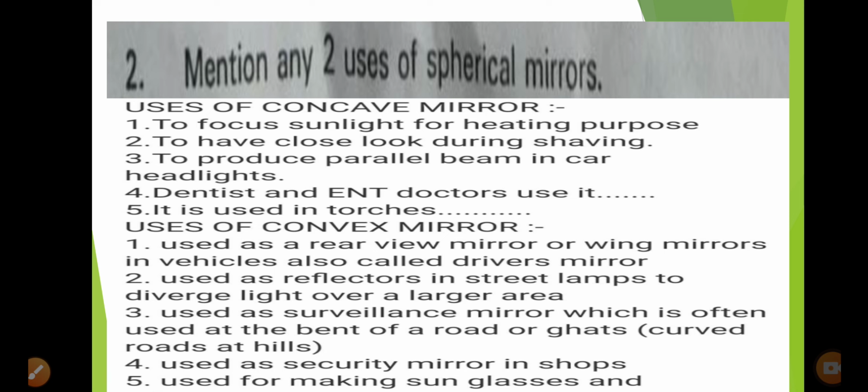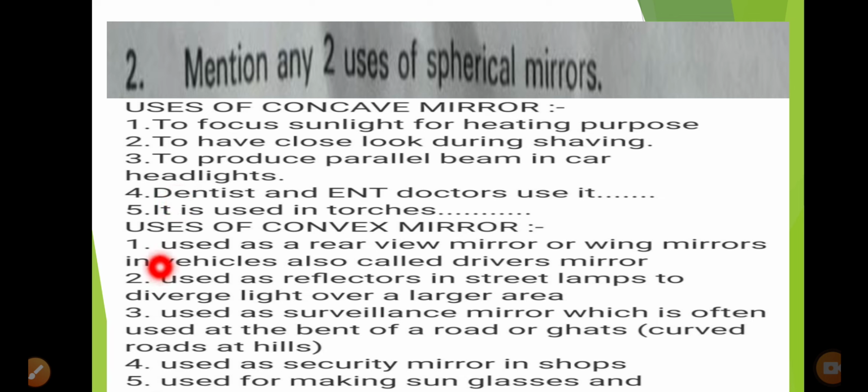Next, mention any 2 uses of spherical mirrors. We know spherical mirrors are 2 types, concave mirror and convex mirror. Uses of concave mirror is to focus the sunlight for a heating purpose. This is a converging mirror. And to have a close look during shaving. To produce a parallel beam in car headlights. These are a few uses of concave mirrors.